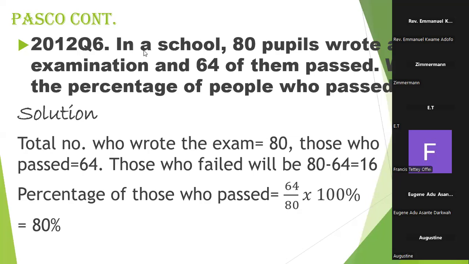So we have to know the total number of pupils who wrote the exam, and they are 80. Those who passed are 64. So obviously those who failed will be 16, even though the question didn't ask. If you subtract the 64 from the 80, you get 16. So the percentage of those who passed will be the number of people who passed divided by the total number times 100%. And this will also give you 80%.